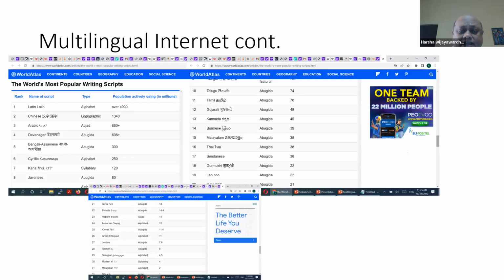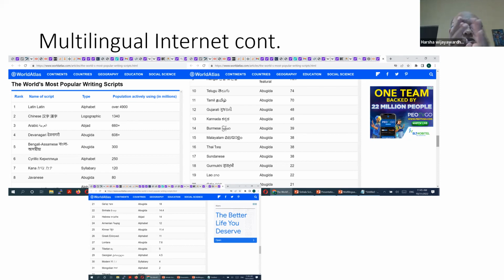Let us look at the worldwide languages, the world's most popular writing scripts. For the internet, the script we write in is very important. Roughly, in millions, 4.9 billion people use the Latin script, the Latin alphabet. Then the next one is Chinese, about 1.3 billion users. Then Arabic, 660 million. Arabic is very interesting because you write from right to left. Our script, the Latin script, is left to right.